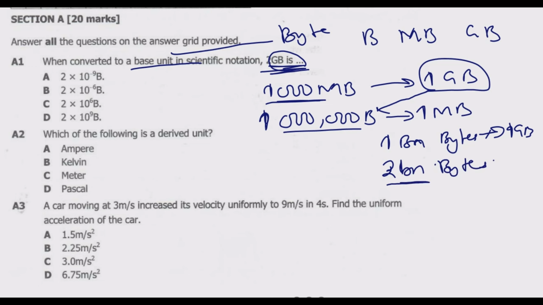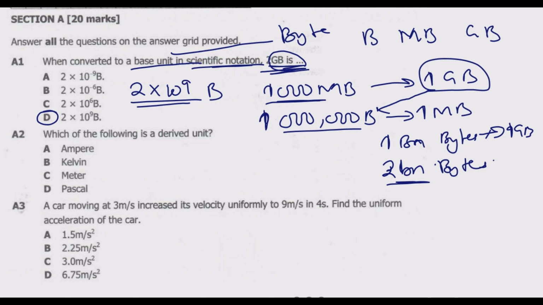Then we write this 2 billion bytes to standard scientific notation, which will be basically 2 multiplied by 10 to the power, a billion has got 9 zeros, to the power 9. So what you notice, this is basically bytes. So D is the best answer in this case. So that's how you answer question 1.